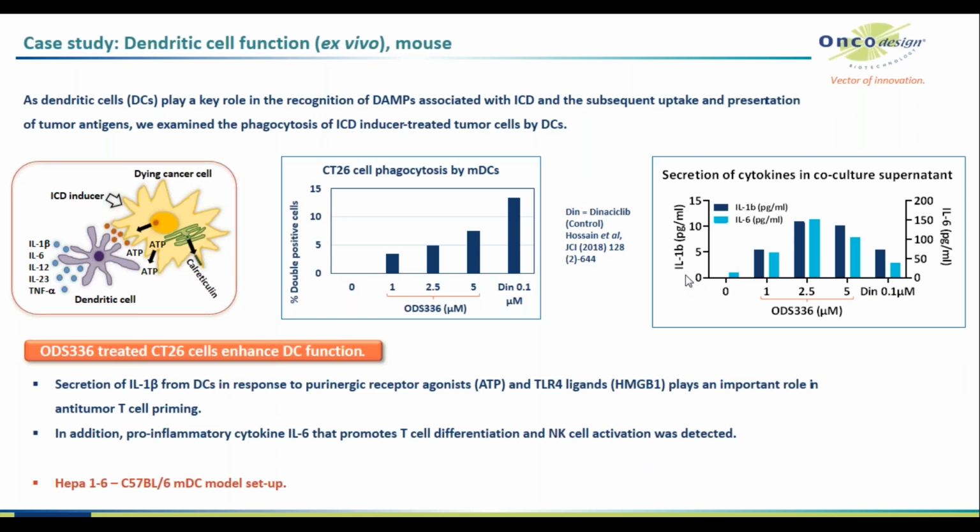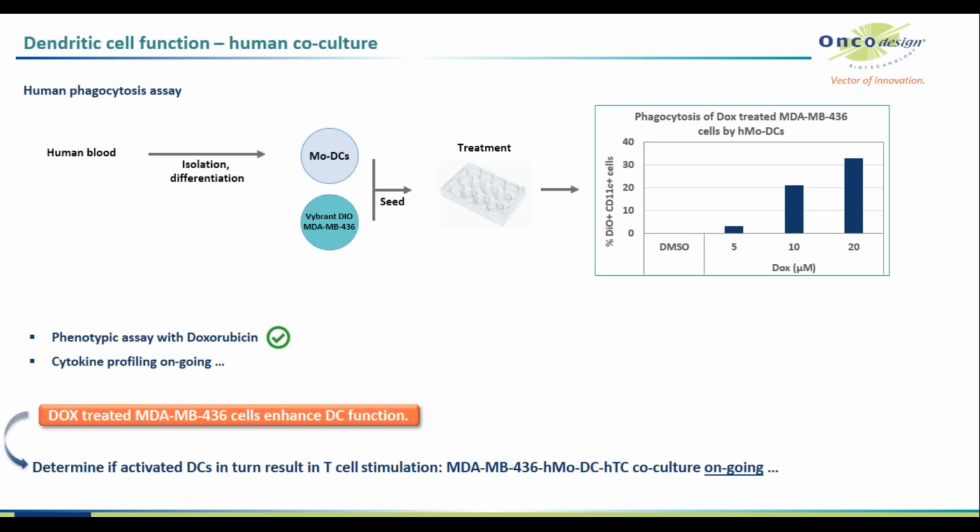We've also been able to set this model up in the HEPA-16 C57 Black 6 mouse dendritic cell model. Once again, we got a call from another sponsor, and they asked us, well, you guys have the mouse co-culture assays. What about the human assays? And we said, that's definitely not a problem. We can set that up. And that's exactly what's depicted here.